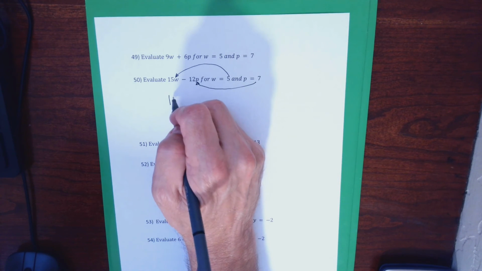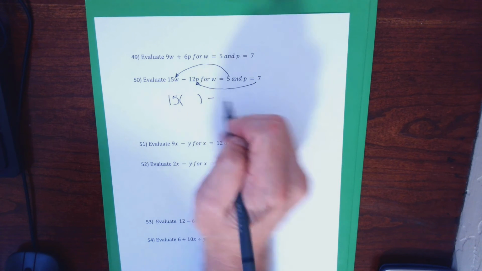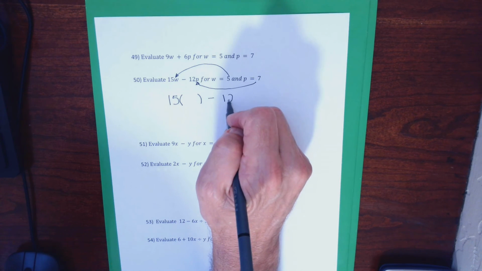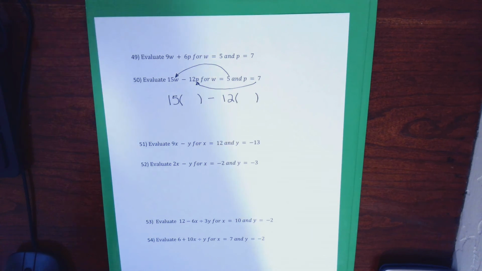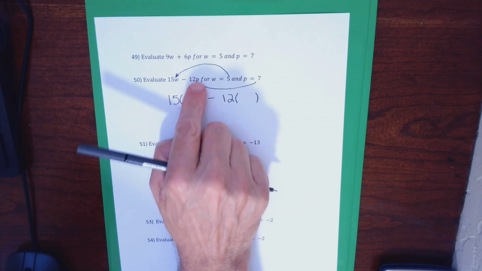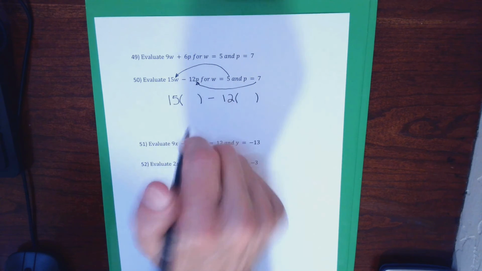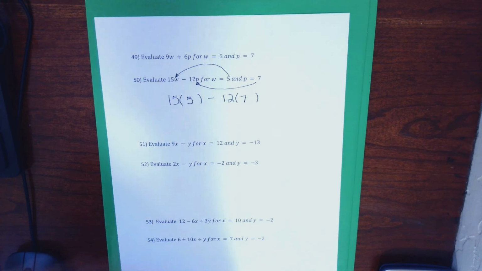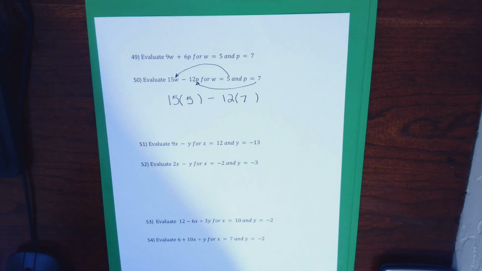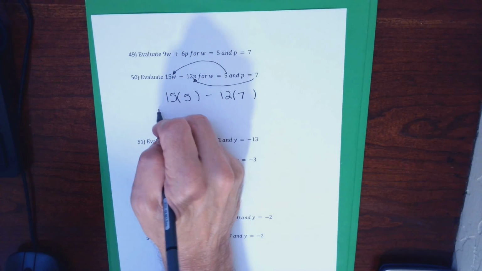When I change a variable to a number, it's not required, but it's always safe to write the expression without the variable. So I wrote 15w without the w, wrote 12p without the p. I left parentheses where the variables were, and for w, I'm going to plug 5. And for p, I'm going to plug 7. So this is what 50 wants me to do. It just wants me to change the variables to the given numbers. And now just do orders of operations.